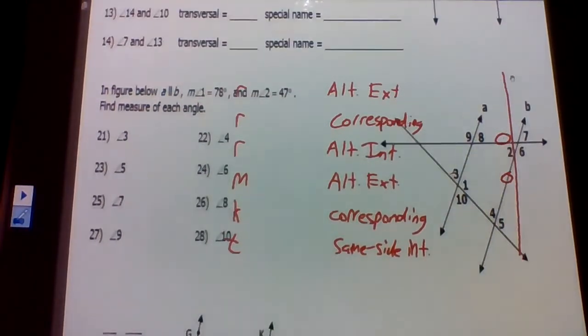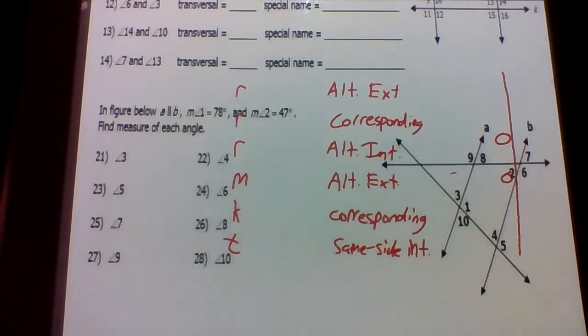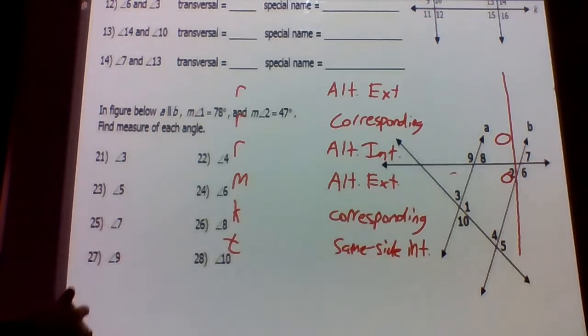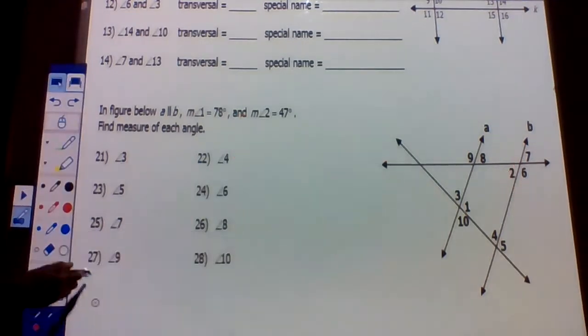Okay, and then we got one more section before the proofs. I'll do the proofs on a different video. We got 5 proofs there. We'll do a different video.